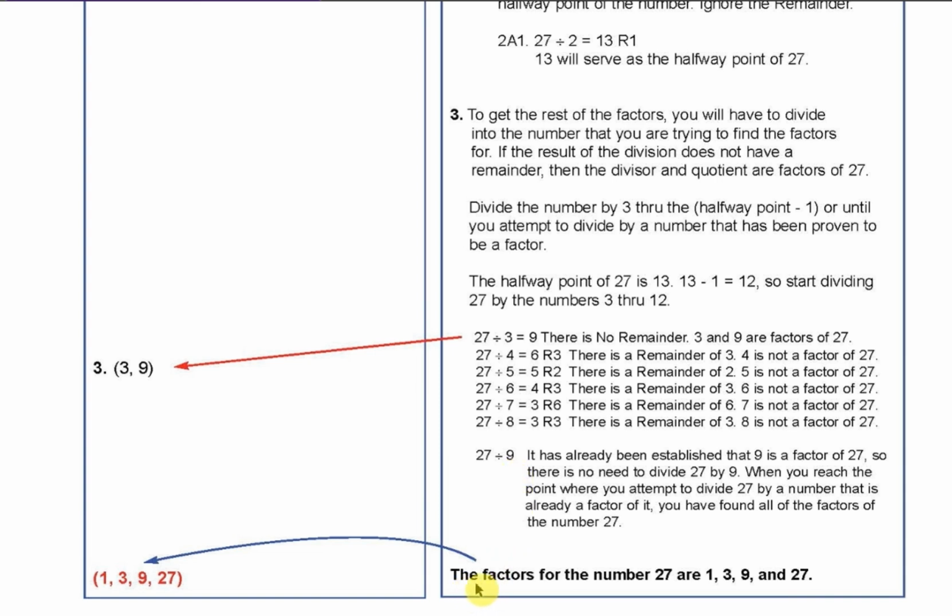So, the factors for the number 27 are 1, 3, 9, and 27. These are the factors of the number 27.